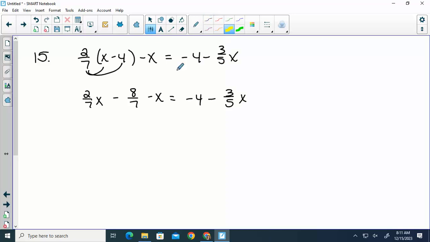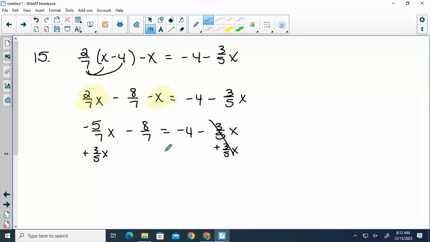So if we look at like terms, 2/7 x, we can do it minus, okay, this is just like 2/7 minus 1. So that's a -5/7 x. So then, if we're trying to get the x's on one side, we would add over the 3/5. And the -8/7, we would add that over.